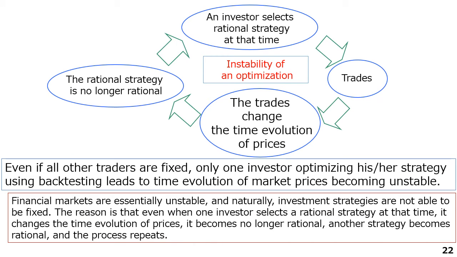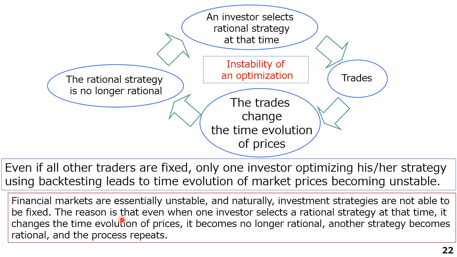This loop corresponds to the micro-macro feedback loops I showed before. Even if all other traders are fixed, only one investor optimizing its strategy using backtesting leads to the time evolution of market prices becoming unstable. So financial markets are essentially unstable, and naturally, investment strategies are not able to be fixed.